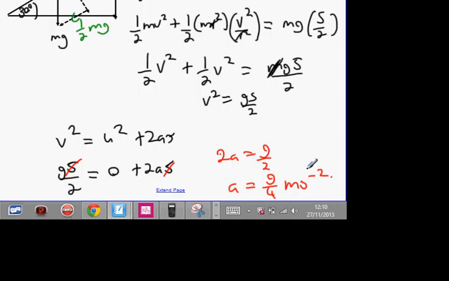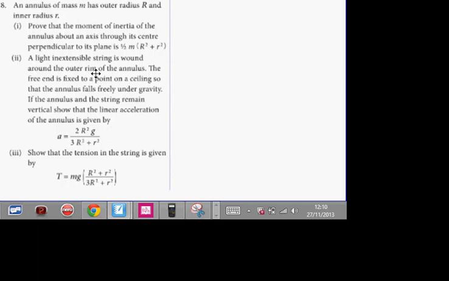Now, the hardest one on this full thing is the next question, number 8. It's a step up from what we have been doing. Okay, the next one, which is an annulus of mass m has an outer radius R and an inner radius r. Prove that the moment of inertia of the annulus about an axis through the centre perpendicular to the plane is a half m R squared plus r squared.